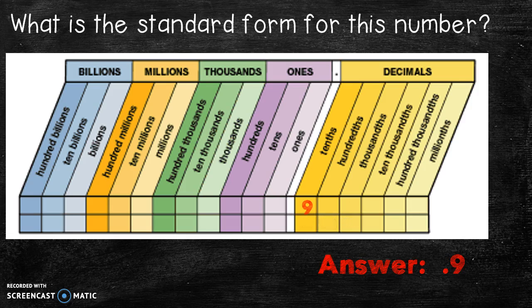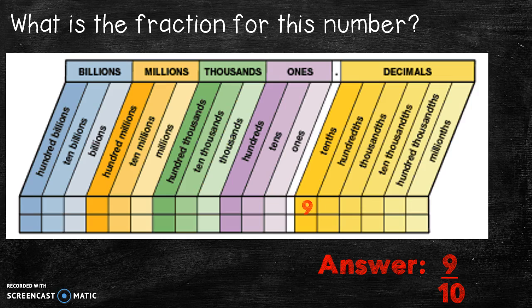So what is the standard form for this number? Well, right now we have a decimal. It's right up here. So imagine that's there. So the standard form would be 9/10, 0.9. But what is the fraction for this number? Well, it's 9 in the what column? Tenths column. So the answer is 9/10.